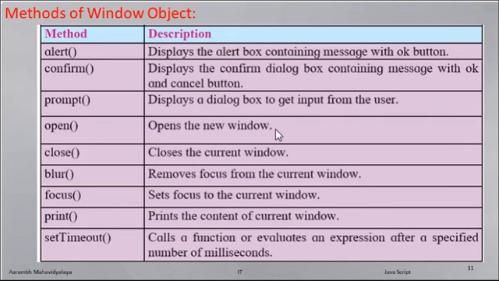Then open opens the new window. Close closes the current window. Blur removes focus from the current window, and focus sets focus to the current window. Then print prints the content of the current window, and setTimeout calls a function or evaluates an expression after a specified number of milliseconds.